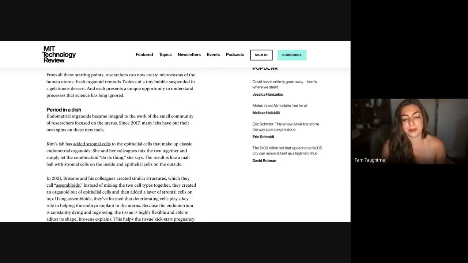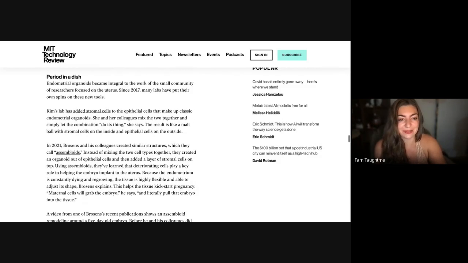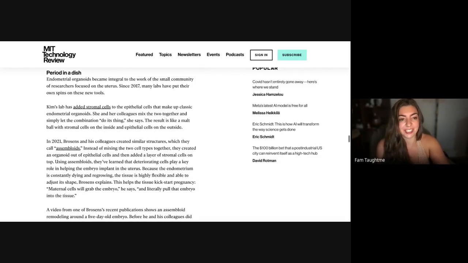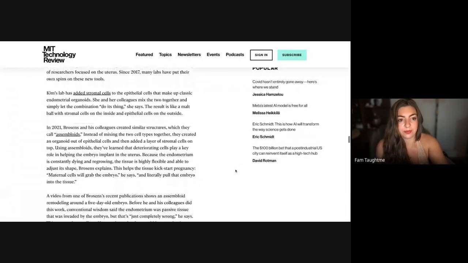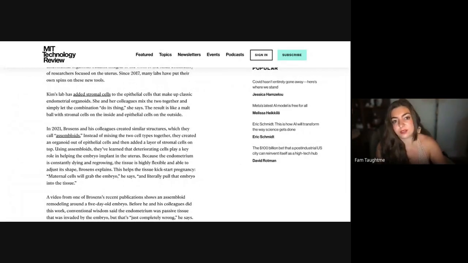And so from all these starting points, researchers can now create microcosms of the human uterus, is what they claim. Each organoid reminds Tozlova of a tiny bubble suspended in a gelatinous dessert. I don't quite understand that, but okay, so moving on. A period in a dish. So they're like, yeah, we're growing these organoids now. They've been doing different experiments since 2017.